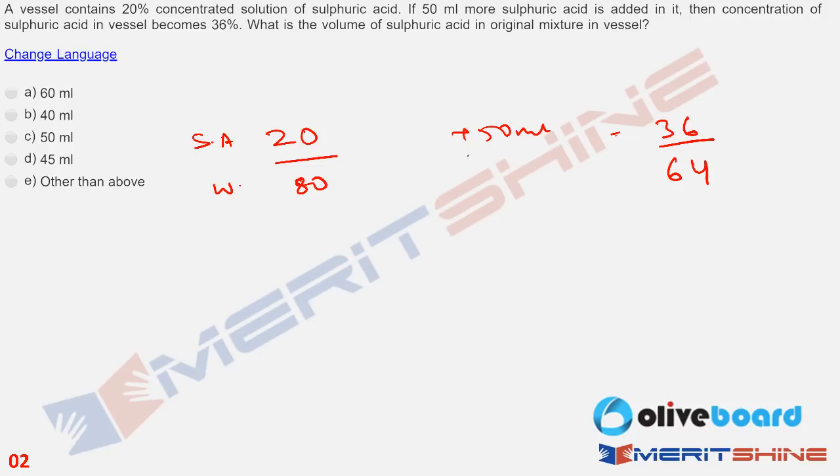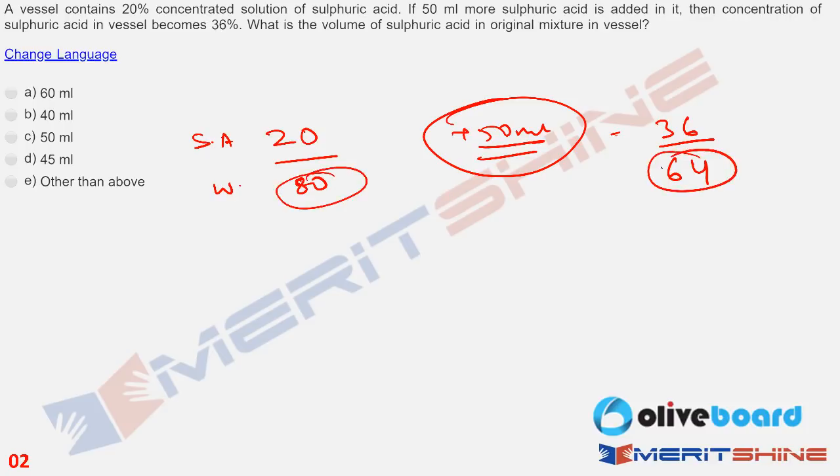Right. So what I add here is just this 50 ml of sulfuric acid. So essentially what I'm doing, I'm keeping the water constant. Let me just make the water constant. This is 64, this is 80. What do you need here? Just 0.8. Just multiply with 0.8. This will become 64, this will become 16. So essentially my original solution was 16 upon 64. Having added this 50 ml, it now changes to 36.